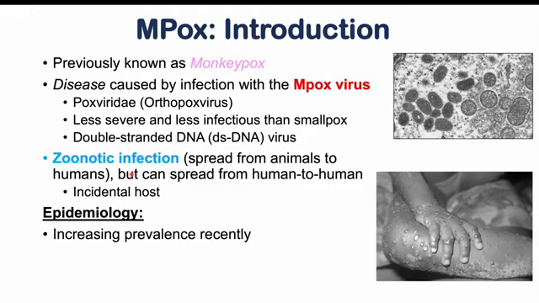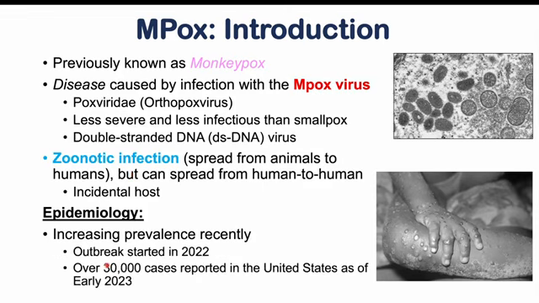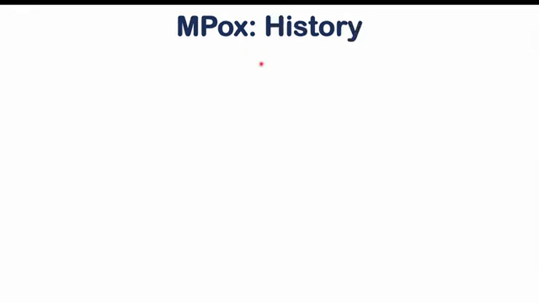Now, there has been an increasing prevalence recently of infections with this particular virus, and an outbreak did start in 2022. And as of early 2023, there have been over 30,000 cases reported in the United States. Now let's discuss a brief history of this virus, some of the first known cases, and how it has spread.